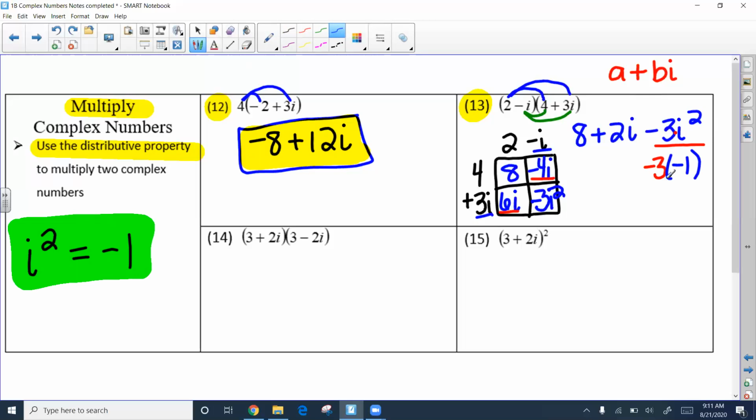Negative 3 times negative 1 would become positive 3. So this term just simplified to positive 3. Now that it's simplified, I can combine it with the 8. So you have to simplify the i squared term, and then you can combine it with the other number term. So now I can combine 8 and 3. So our final answer would be 11 plus 2i.